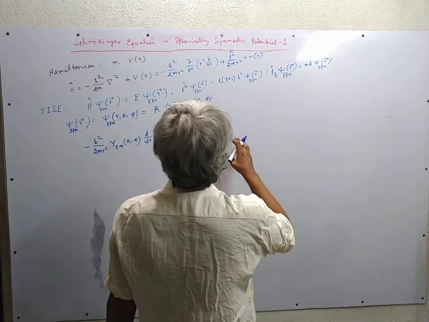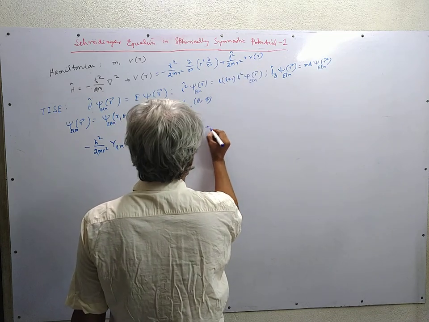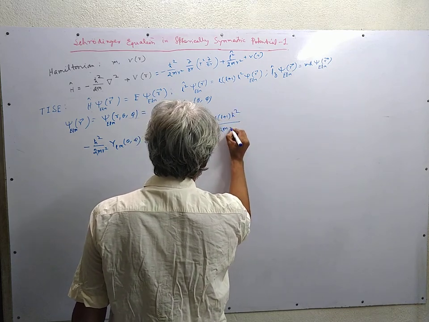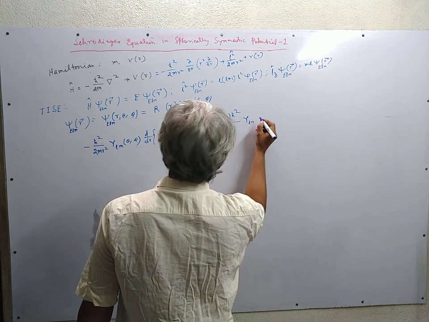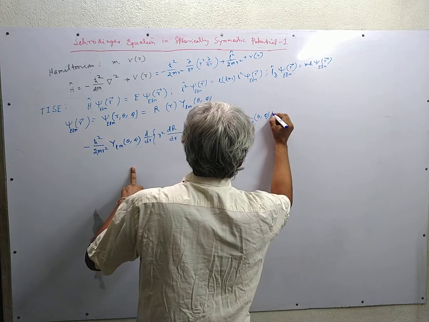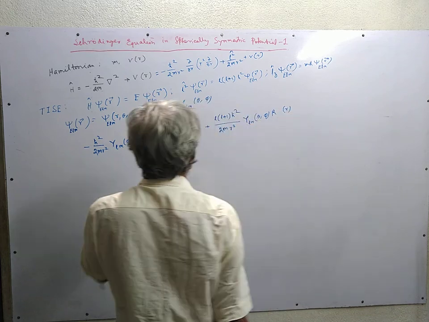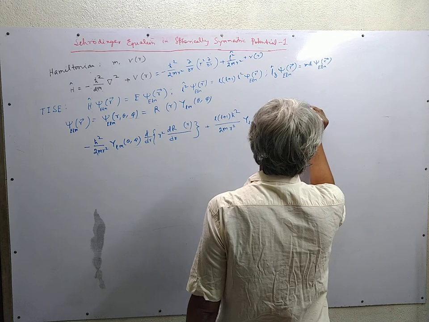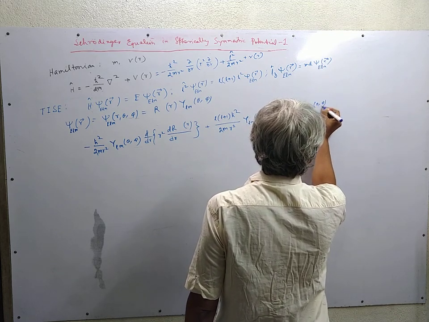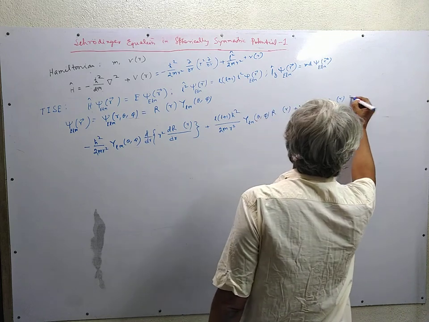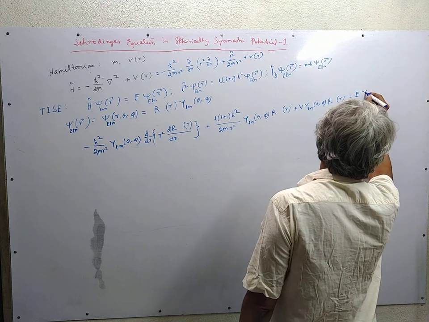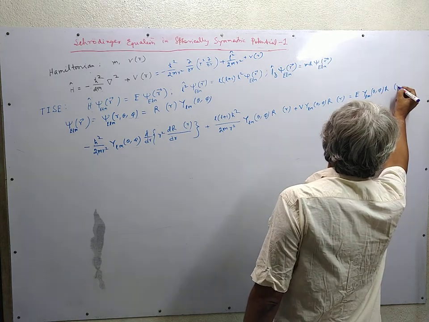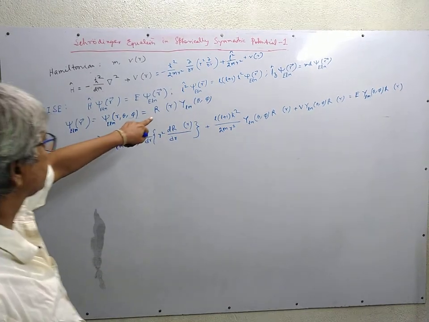Then we will have this term. For this term, we write l into l plus 1 h line square by twice m r square Y_lm of theta phi times R of r. We have just applied this solution to this.